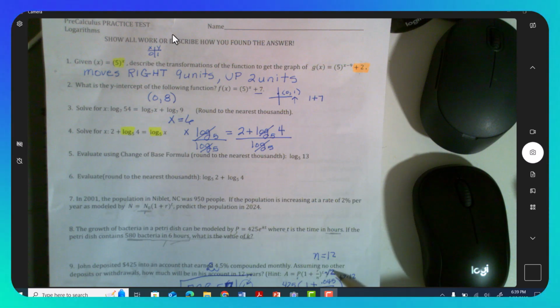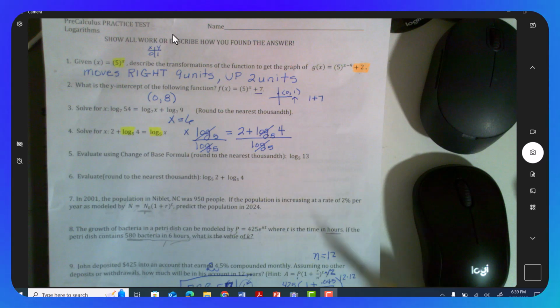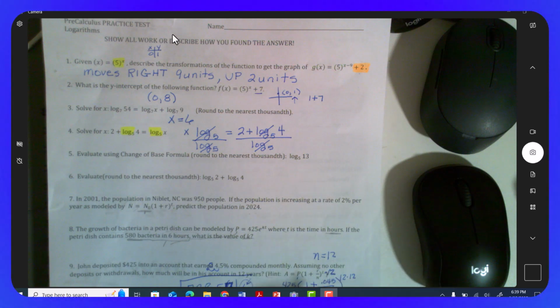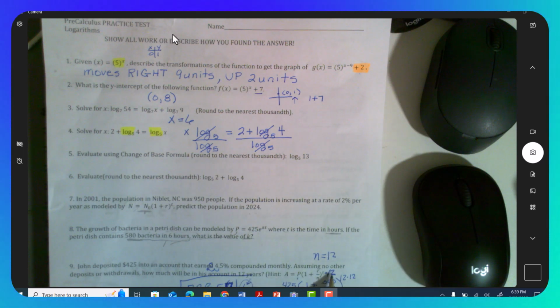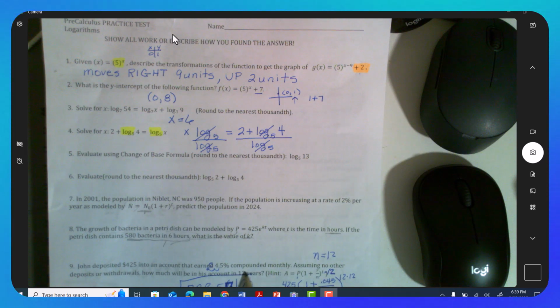Okay, and n is 12, so let's put 12 here. t is also 12, so 12 times 12 is our exponent. 12 is our number. Put our rate up here. Let's plug all that in.